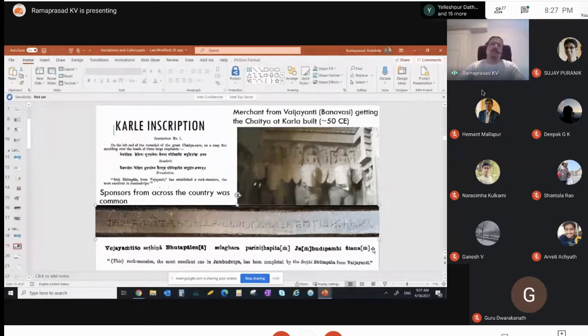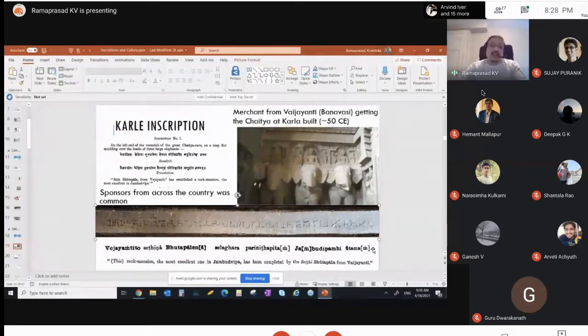Natam or Kritam, I don't know. So it is telling of a merchant from Vaijayanti. Vaijayanti is Banavasi in Karnataka. So it was a trading center, it's been a trading center for 2000 years.